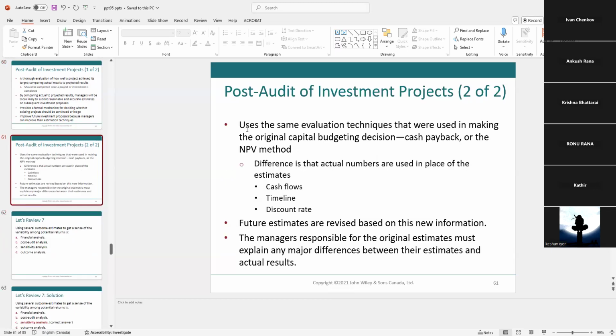So how are we going to do this? We're going to use the same evaluation technique which we used to originally calculate the decision, either the payback method or net present value. The difference is that the actual numbers are used, not the estimates anymore.